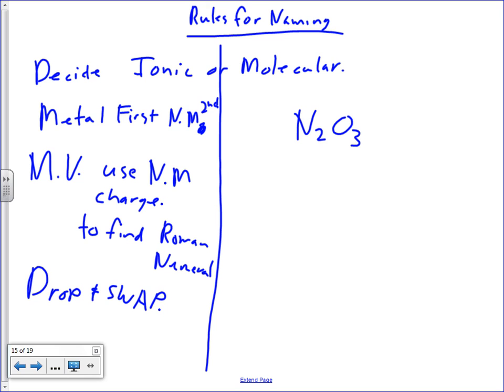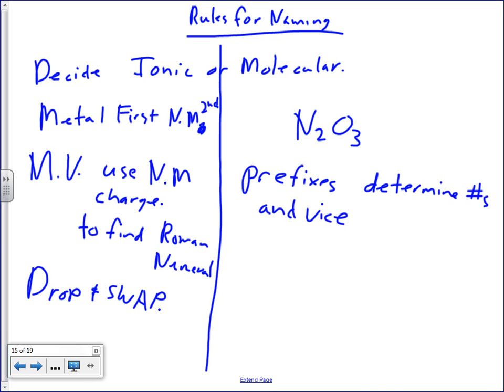How do I know either what numbers to put in the formula or what to write in the name? What do I use? I use the prefixes. So prefixes determine the numbers, and vice versa, depending on which way you're going, whether from name to formula or from formula to name. You either use the numbers to determine the prefixes, or you use the prefixes to determine the numbers, and you're off. You don't have to drop and swap, because dropping and swapping won't do anything on a molecular compound.